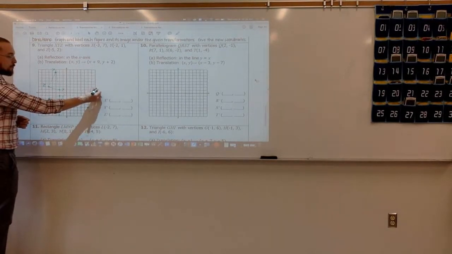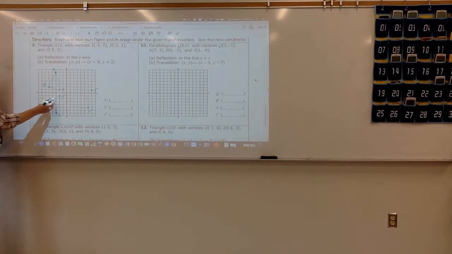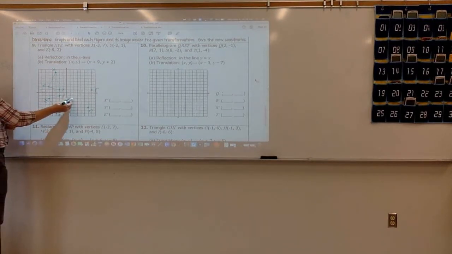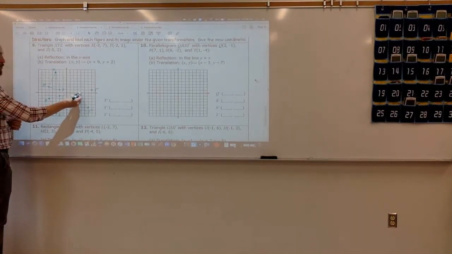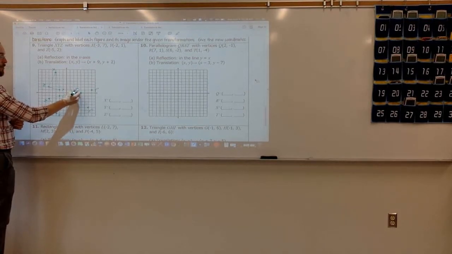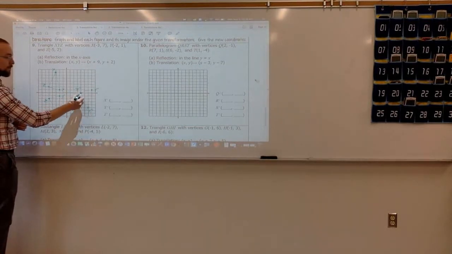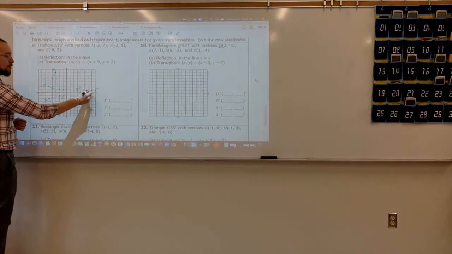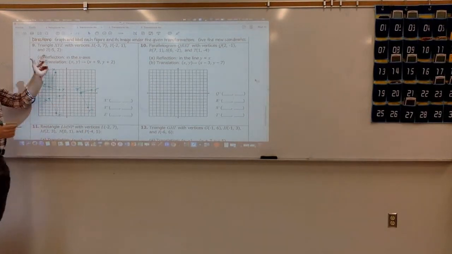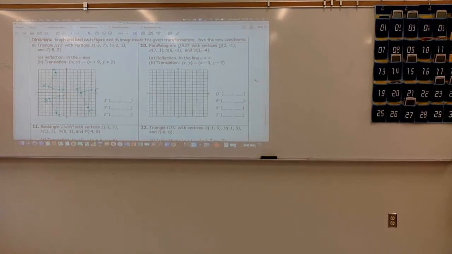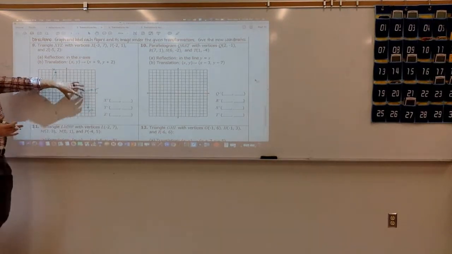And z, right 1, 2, 3, 4, 5, 6, 7, 8, 9, and up 1, 2. So this is my z double prime. So this is my triangle after I've performed 2 transformations. Reflect in the x-axis, and then translate right 9 up 2.